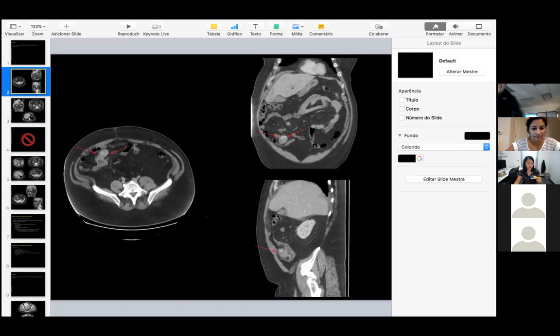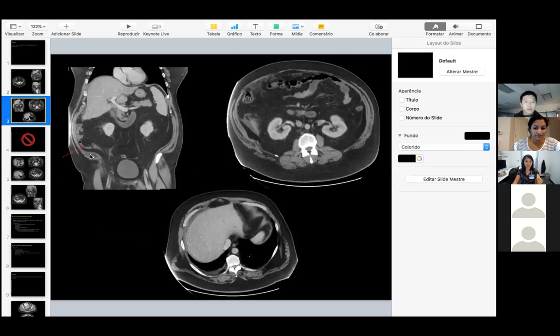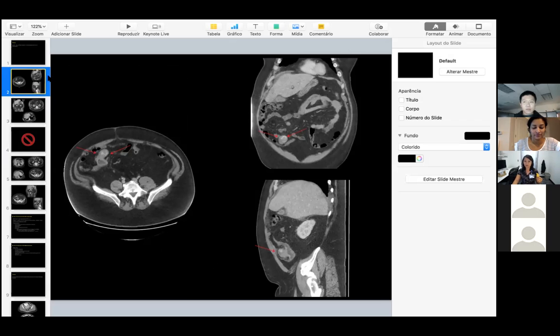So I'm pointing to a blind-ended structure in the right lower quadrant. And so what are some of the options? I guess we can start with that. Meckel's. Yep. Perfect. So right lower quadrant, Meckel's, or appendix. This is separate from the appendix. I'll show you the appendix, which is normal. Can you have like a GIST? Yeah, so we'll go through that.